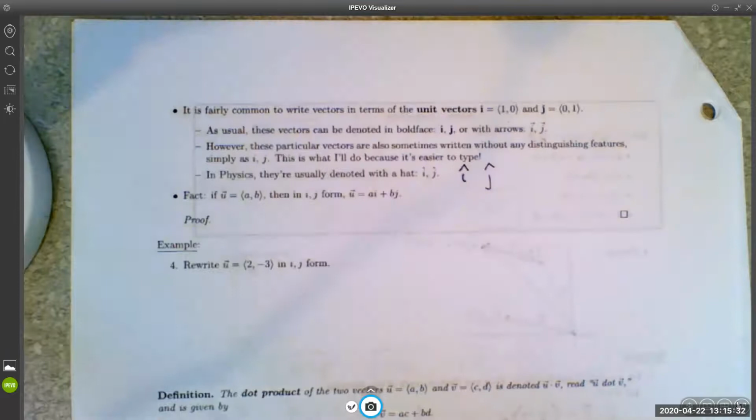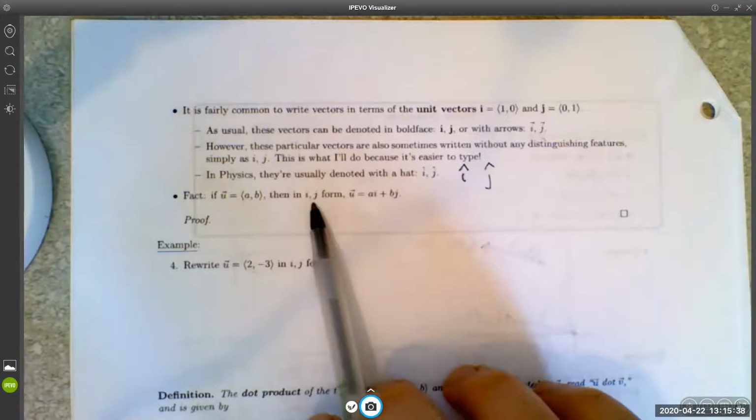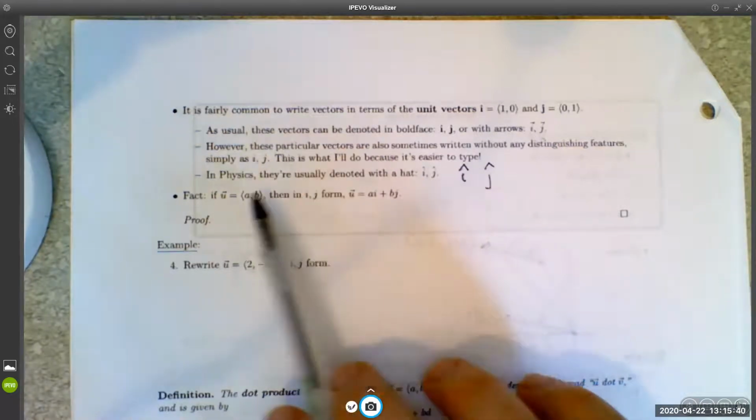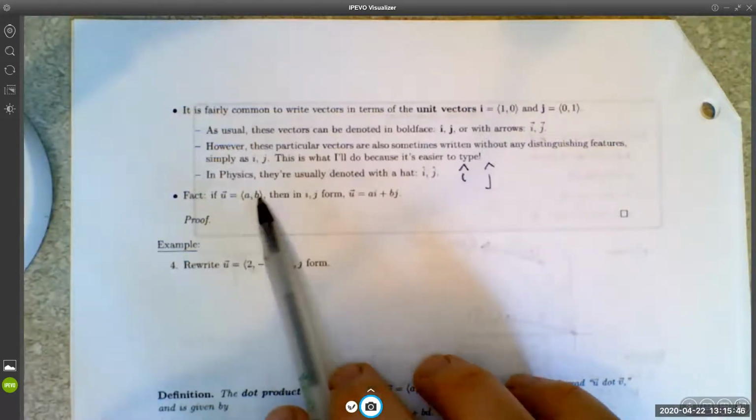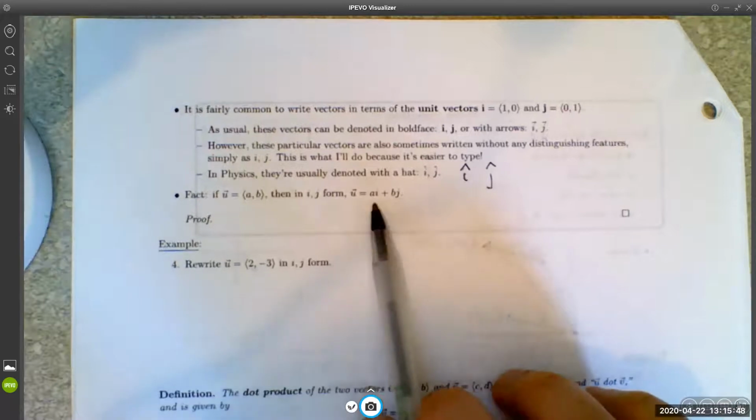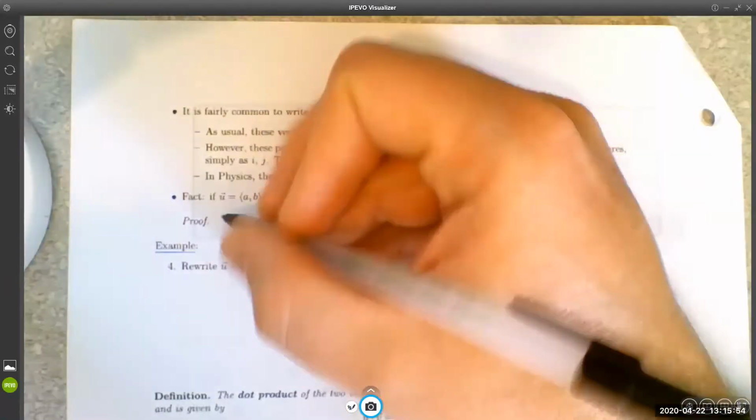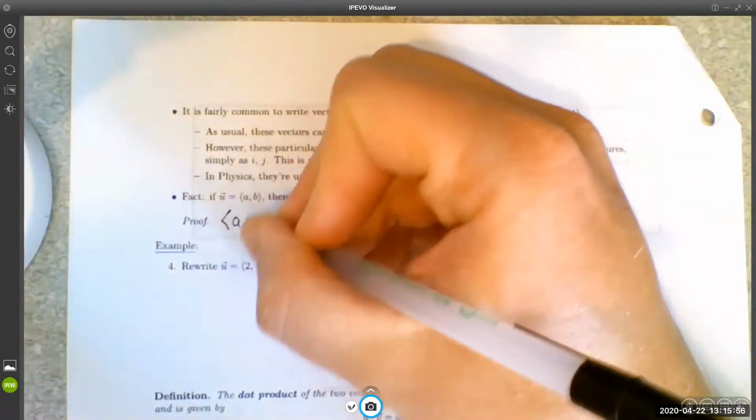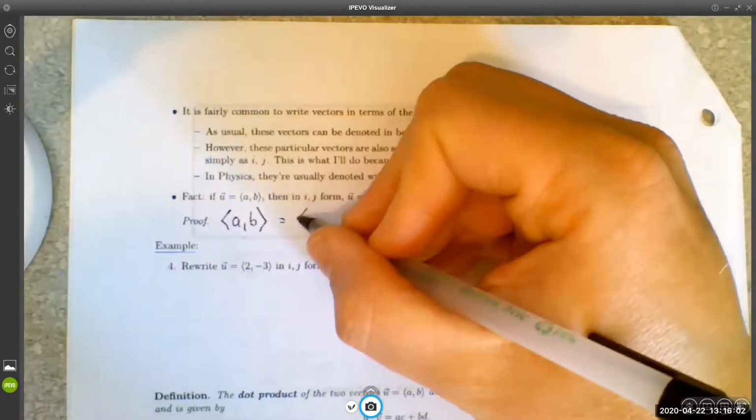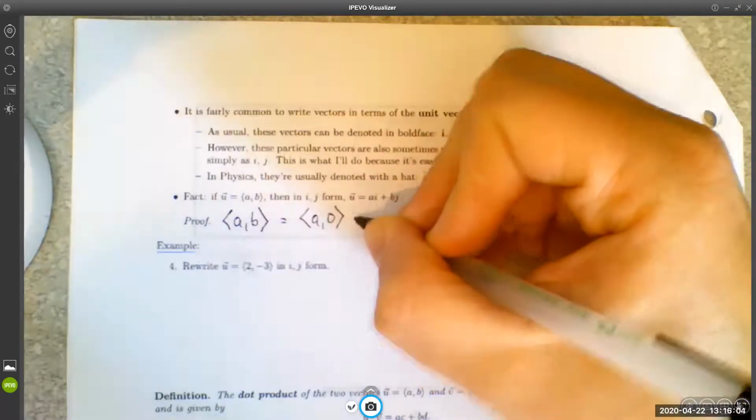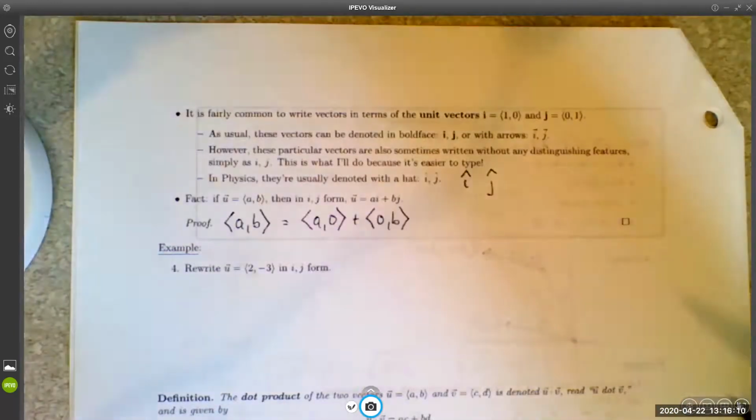So as I said, any vector can be rewritten in terms of i and j. To be specific, if vector u is (a, b), then another way to rewrite vector u is to say it's ai plus bj. And here's a short little proof of that fact. So if we have vector (a, b), I can rewrite that as (a, 0) plus (0, b). And that should make sense, right?